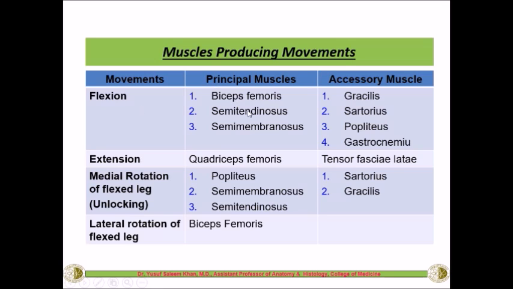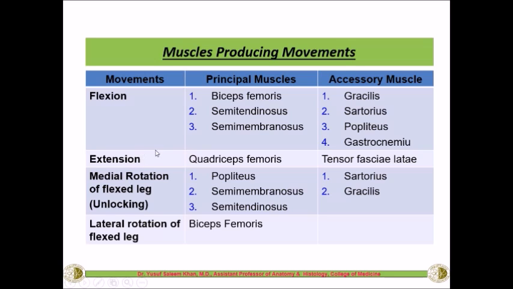Especially the flexion is done by the muscles which are present in the posterior compartment of the thigh, which are called the flexors of the knee or hamstring muscles, that is the biceps femoris, semitendinosus as well as the semimembranosus. Along with that, there are accessory muscles which help in the flexion, that is gracilis, sartorius, popliteus and the gastrocnemius muscle.